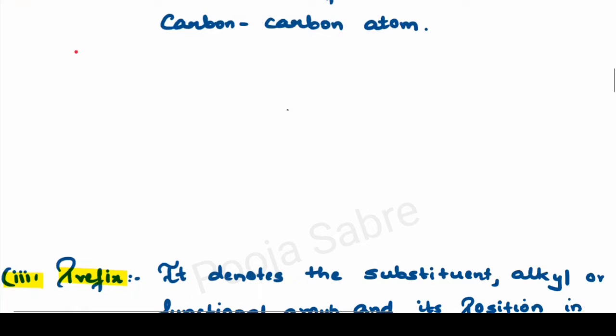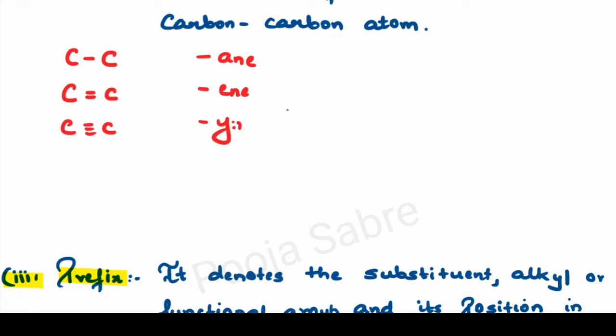If I talk about carbon single bond carbon, the suffix which I will be using is ANE. For carbon double bond carbon, we will be using suffix ENE. For carbon triple bond carbon, we will be using suffix YNE. Simple? Okay. Let us proceed now with the prefix.